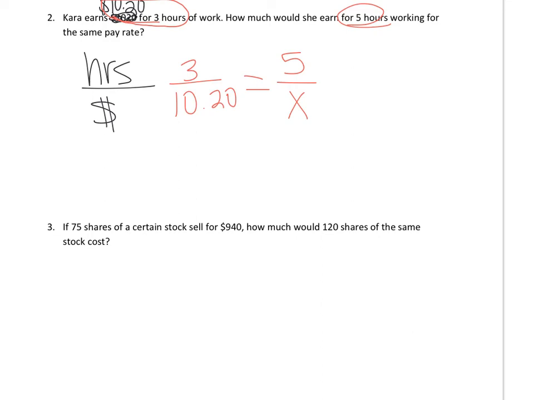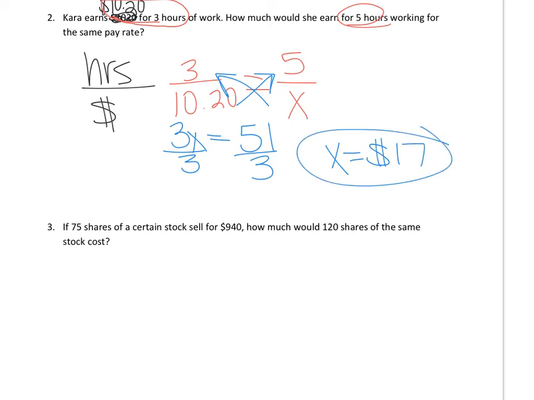Okay, and then we would go through, multiply up and across. So I would have 3x equals, and then 10.20 times 5 is 51. Divide both sides by 3, and that goes in evenly. She would get paid $17. Okay, any questions so far? Pretty easy, hopefully.